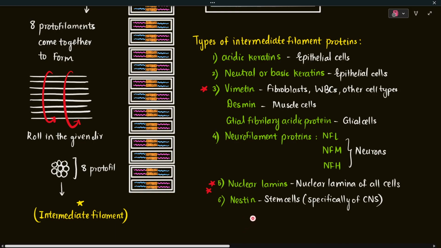Then there are proteins such as nestins. These intermediate filament proteins are found in stem cells, specifically the stem cells of the central nervous system.